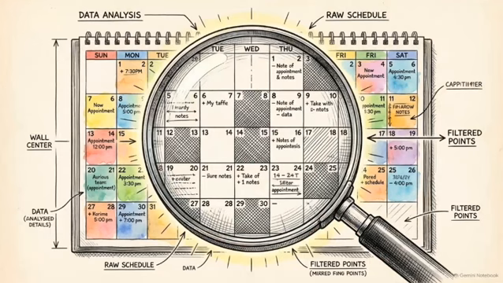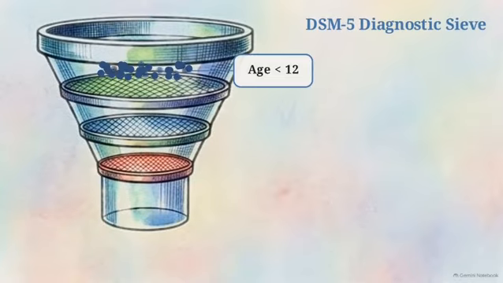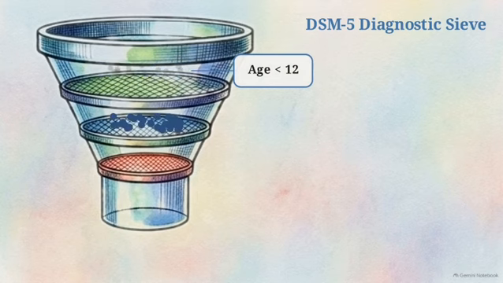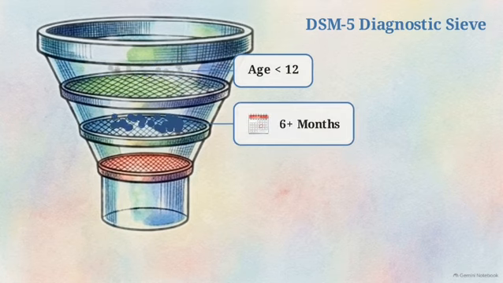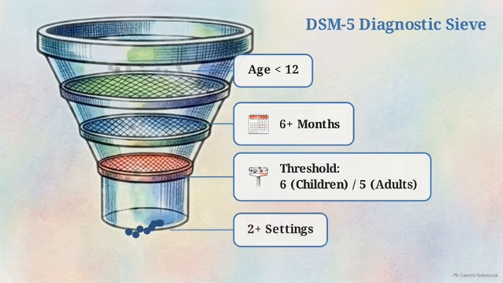Because these symptoms readily camouflage themselves within adult responsibilities and female presentations, clinicians rely on strict temporal and spatial filters to verify the pathology. The DSM-5 acts as a strict diagnostic sieve. The age filter requires symptoms present before age 12. The duration filter demands 6 uninterrupted months of symptoms. The threshold filter requires 6 symptoms for children, or 5 for adults. The spatial filter ensures symptoms manifest in multiple settings.